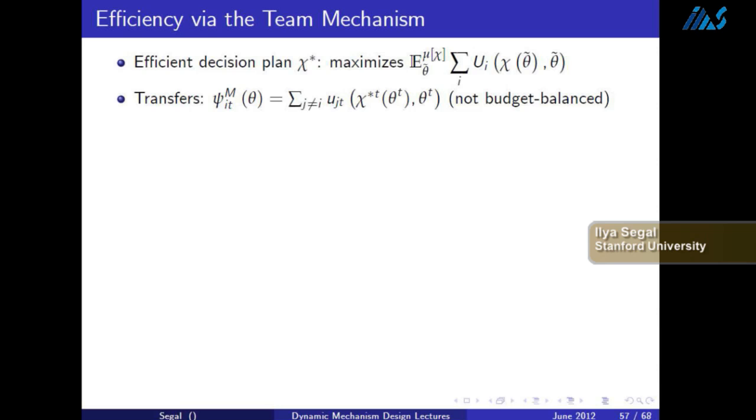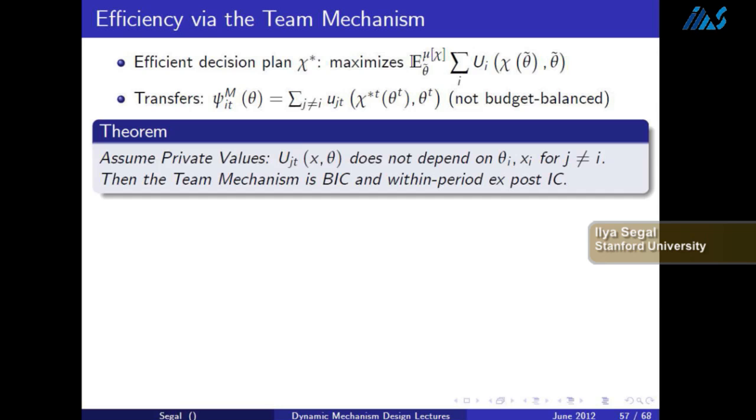Okay, so we just take the solution as given, and then to implement it, we can do it very easily by having these VCG transfers, where in every period, agent i is getting a payment, which is the sum of the utilities of the other agents. So obviously not budget balanced at this point, but we can check incentives. We call it the team mechanism, because in a sense, these transfers make each agent internalize the total surplus, so they become a team. Okay, and this is a simple result.